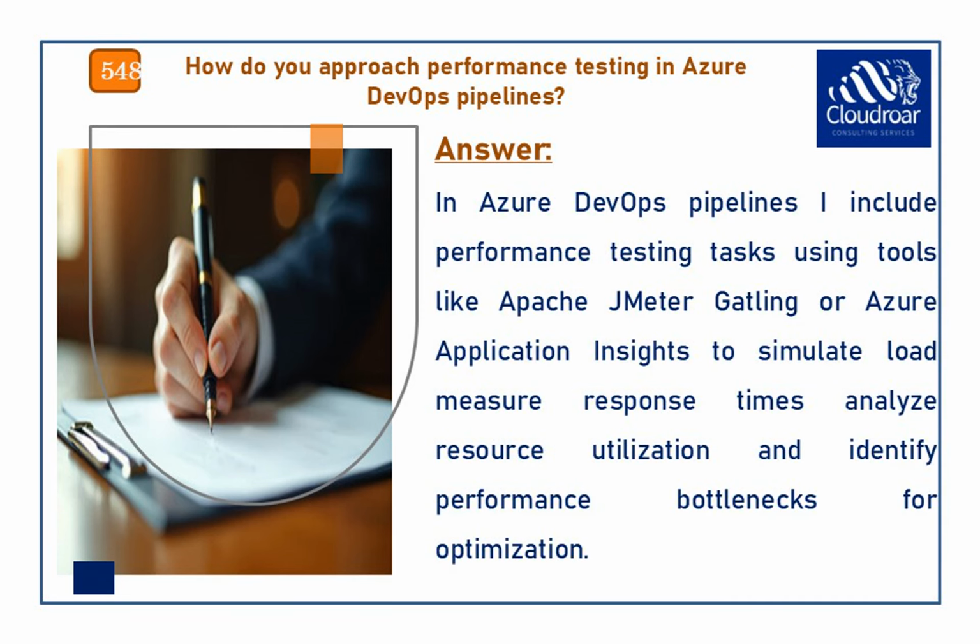Question 548. How do you approach performance testing in Azure DevOps pipelines? In Azure DevOps pipelines, I include performance testing tasks using tools like Apache JMeter, Gatling, or Azure Application Insights to simulate load, measure response times, analyze resource utilization, and identify performance bottlenecks for optimization.